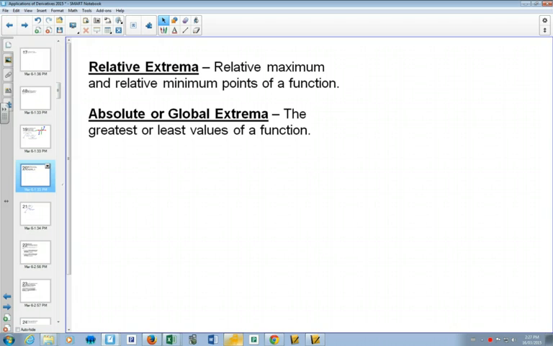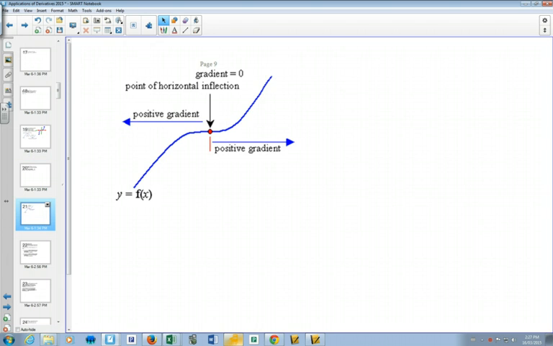And we've talked about local minimums and local maximums, and then there's also absolute minimums and absolute maximums. So that's the difference between a relative extrema and a global or absolute one. So there's a picture of something like an x cubed graph where you have a stationary point in the middle.